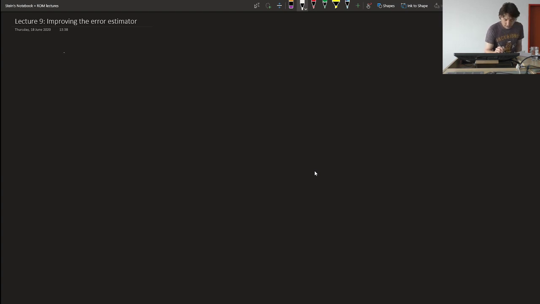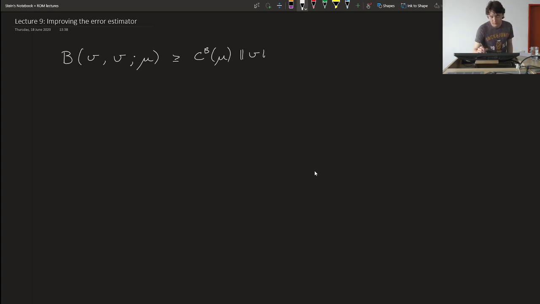First of all, let me write down the definition again of CB so that we're clear on that. B at some parameter mu is going to be larger than or equal to the stability constant, which becomes parameter dependent, times the norm of V squared, and that has to be true for all possible functions V that we can substitute in our bilinear form. I'll focus on the finite element truth problem case, so the high dimensional finite element space.